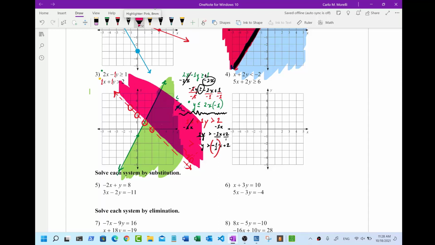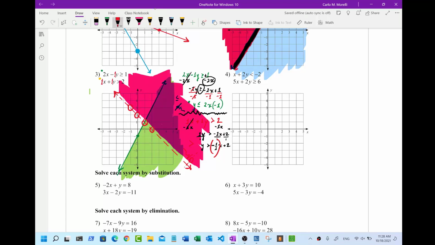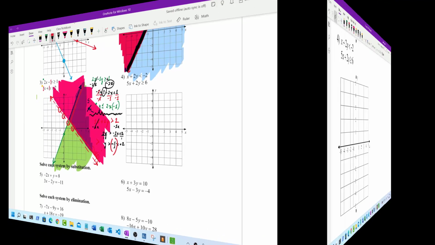There you go. There's your double-shaded region, right here. It's this region here, the purple region. All right, that's the end of number 3.